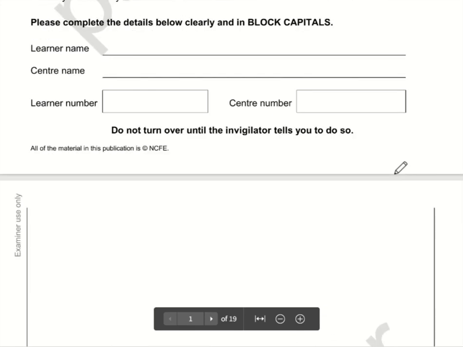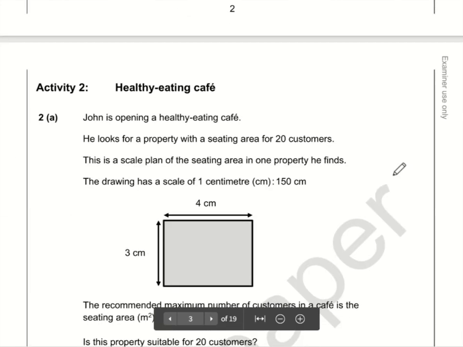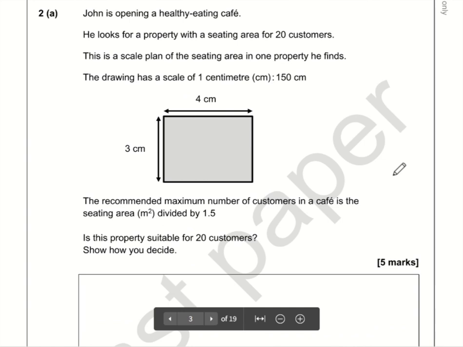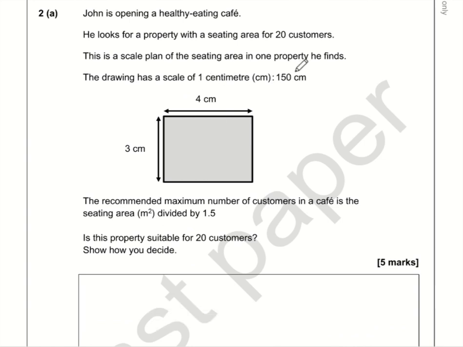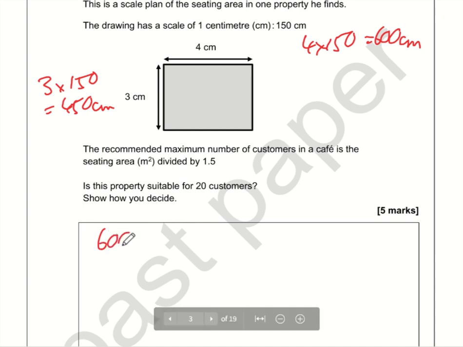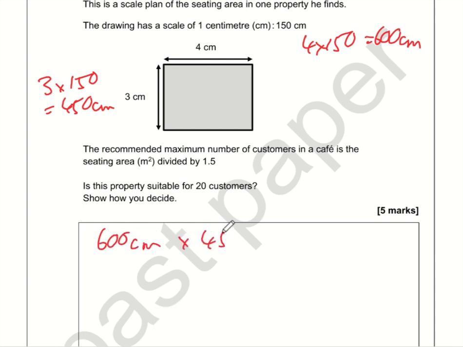So let's make a start at question 1, although it's labelled question 2. For this question we know that the scale is 1 to 150. So in real life this is 150 times bigger. So 4 times by 150 is 600 centimetres, and this side here is 3 times by 150, which is 450 centimetres. So in real life it's 600 centimetres by 450 centimetres.